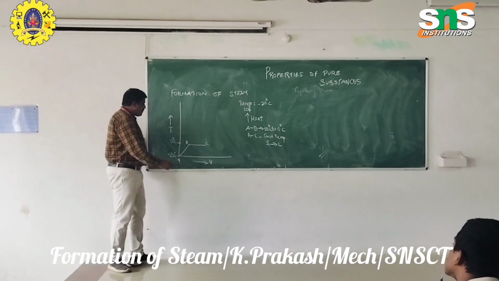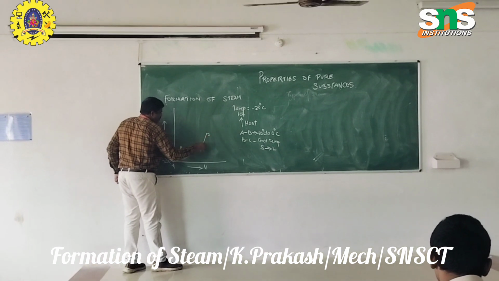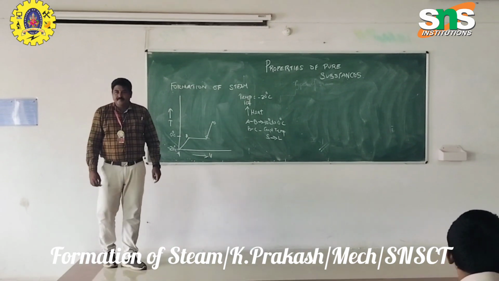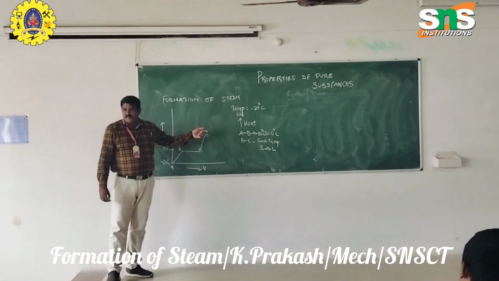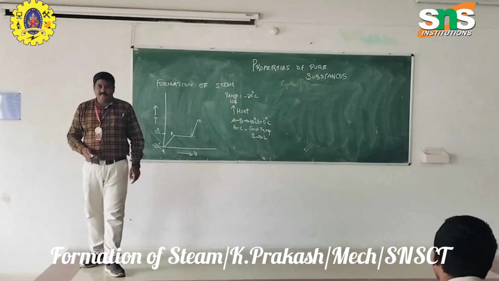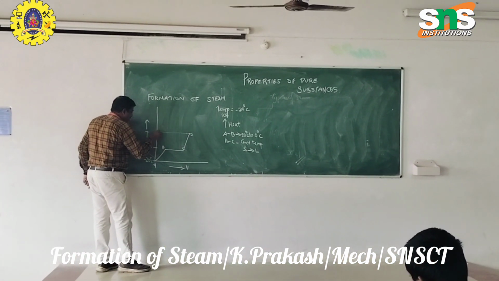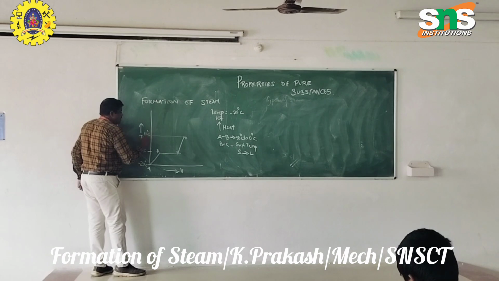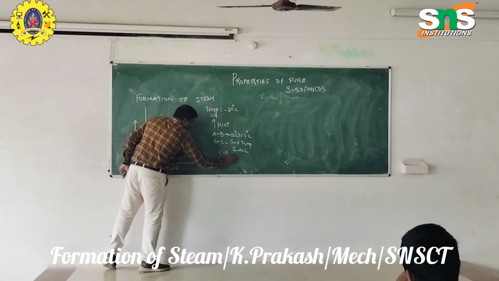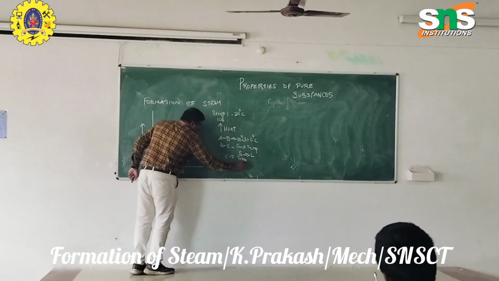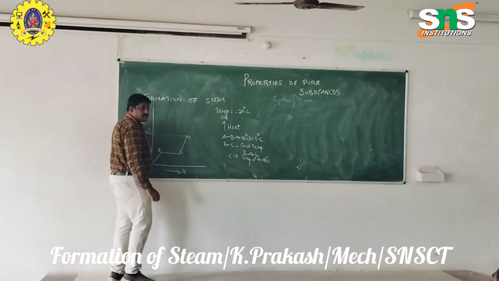Now tell me what happens from C to D. The temperature is increased first. What is the temperature increased to? 0 to 100 degree Celsius. So this temperature is marked as 100 degree Celsius. From C to D, the temperature increases from 0 degree to 100 degree Celsius.